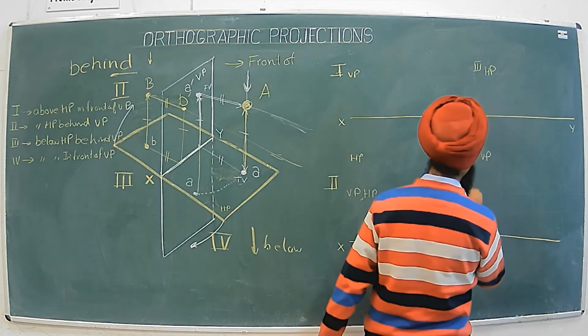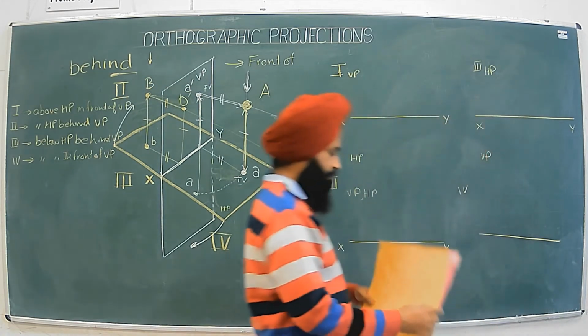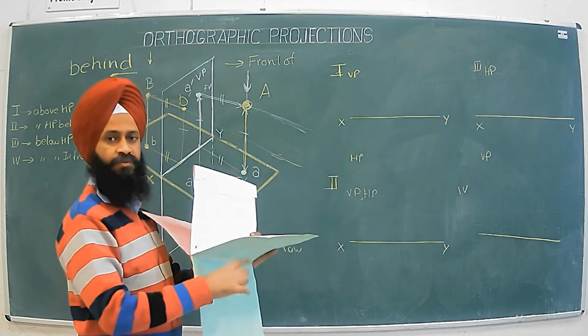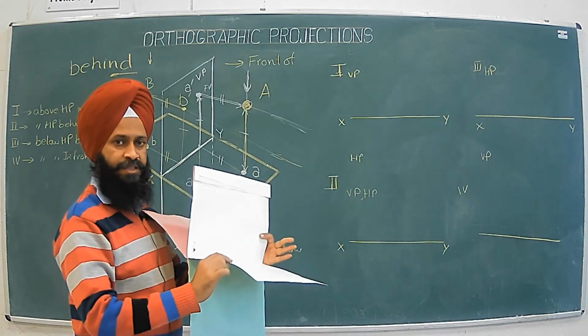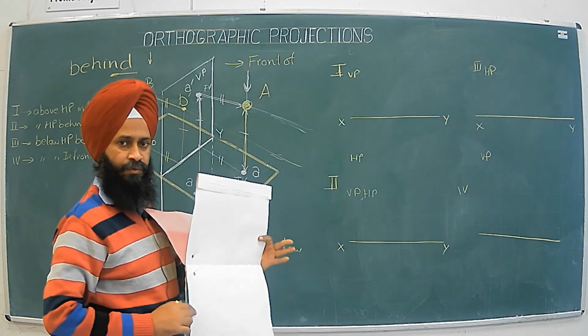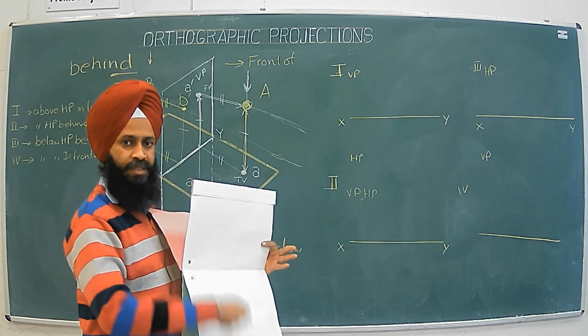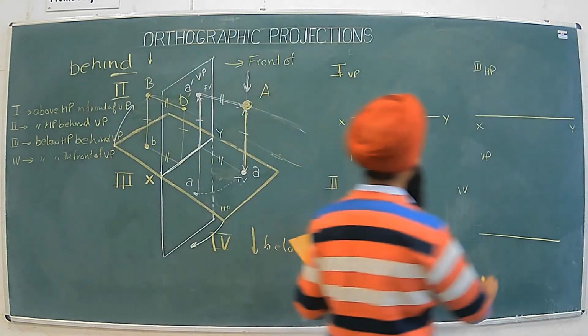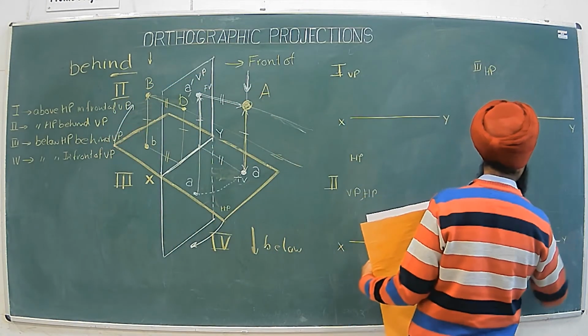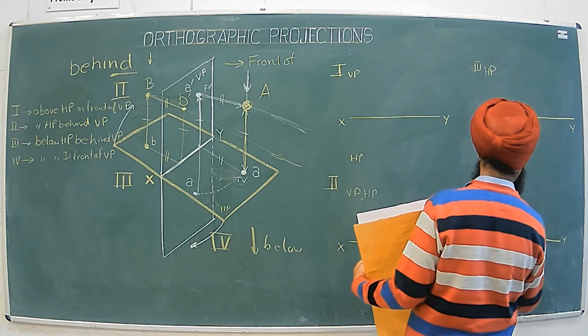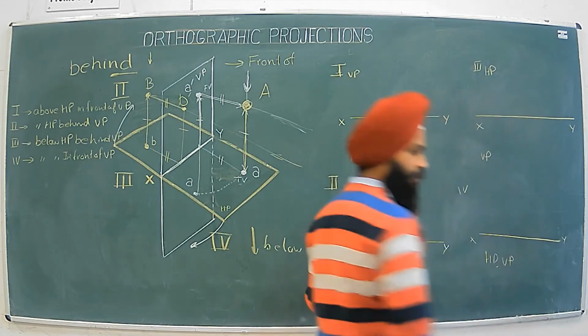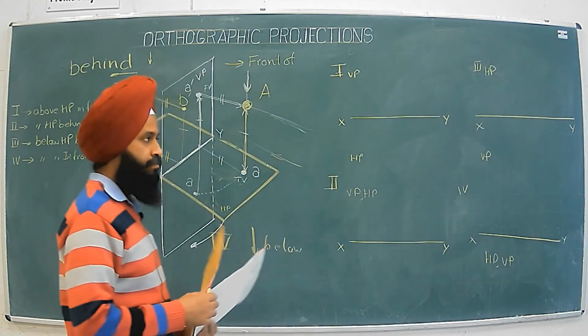For fourth angle, this is our fourth angle, this is HP for fourth angle, and it overlaps the VP, and both the planes lie below the xy line. So both HP and VP lie below the xy line.